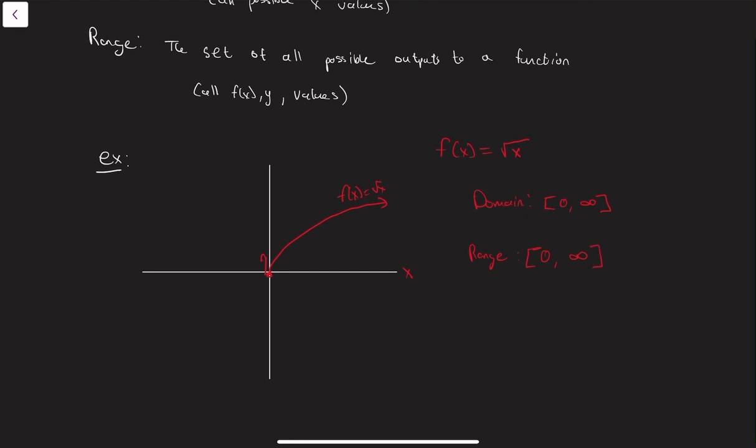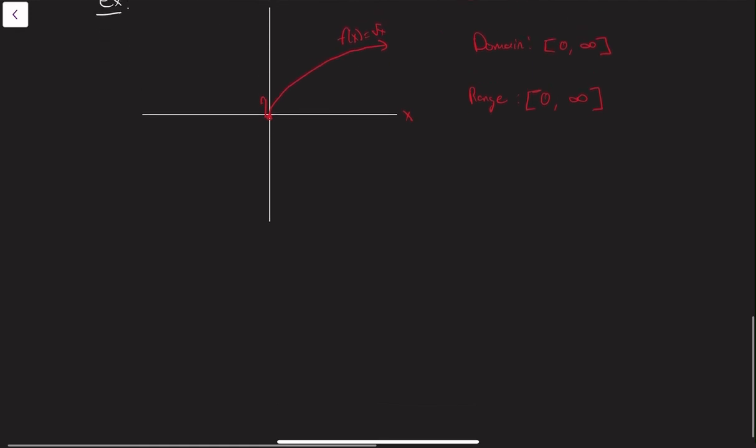So that's how we go about looking at our domain and our range. So the domain is governed by what are the possible x values allowed within the function, and the range looks at what are all the possible output values to these corresponding inputs. Let's look at another example, a little bit more involved.